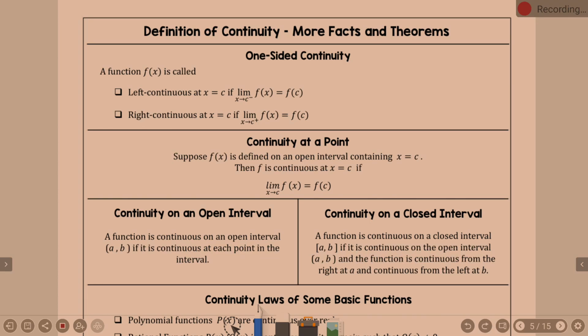Now, just some basic details on this page that we'll go through before we get to some more examples. I kind of mentioned one-sided continuity already when we filled out that chart on the front page. But a function can be called left continuous or right continuous if it's continuous from that corresponding side and it equals the function value.